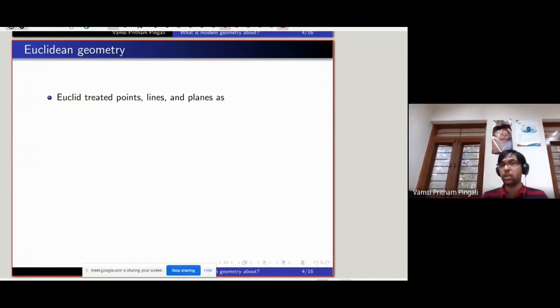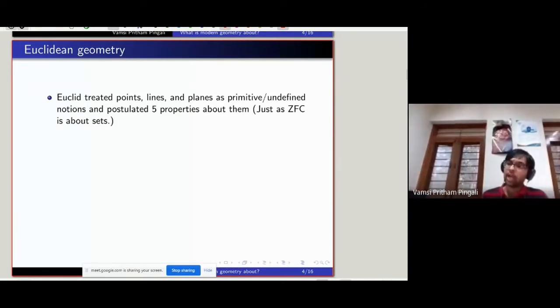So he treated points, lines, and planes as undefined notions. That is, everyone is expected to know what a point, a line, and a plane is. This is how axiomatization of mathematics goes about. For instance, if you look at set theory, okay? Set theory as taught in school is unfortunately problematic. There, everything was a set, right? Any English sentence you can write about a collection of objects is a set.